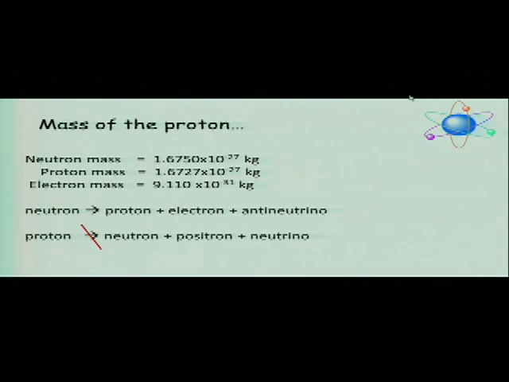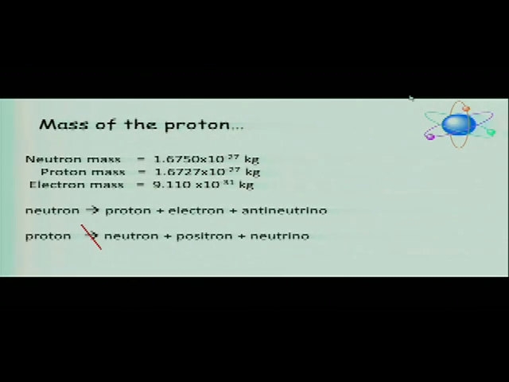A proton won't do that. So I have that arrow, but I put a line through it. A proton is not heavy enough. It does not have enough mass to decay. If it could, it would turn into that stuff on the bottom of the slide, but it does not happen.